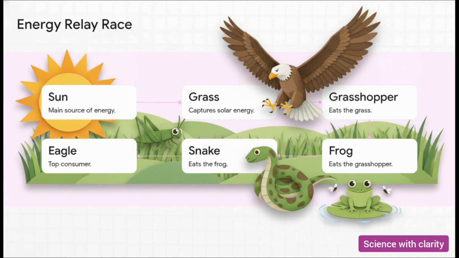Let's move to the next concept and see how this builds. It all kicks off at Step 1 with the sun, which is our ultimate main source of energy. The sun's energy gets captured by the grass. Then along comes a grasshopper, and it eats the grass. A frog hops by and eats the grasshopper. A snake slithers in and eats the frog. And finally, an eagle swoops down and eats the snake. See? The energy baton is passed sequentially down the line, all the way to the top predator.